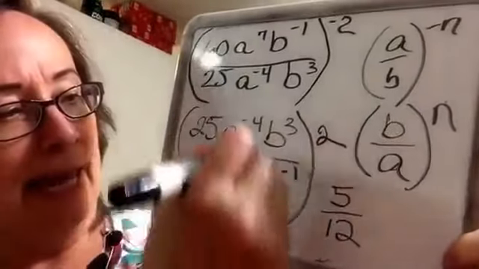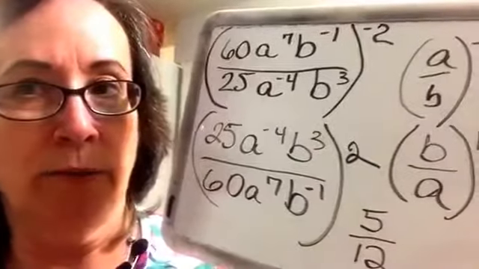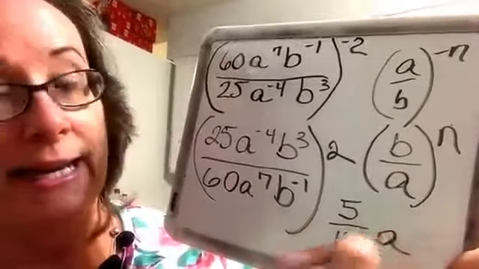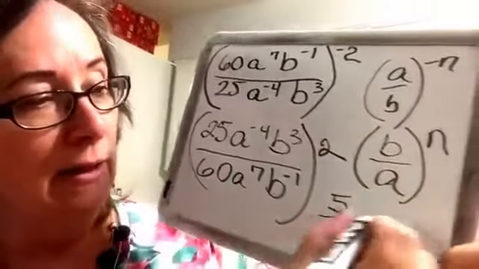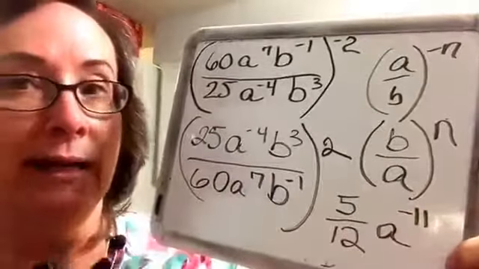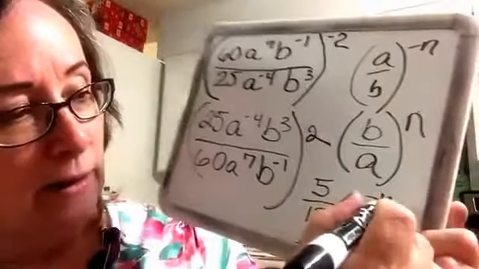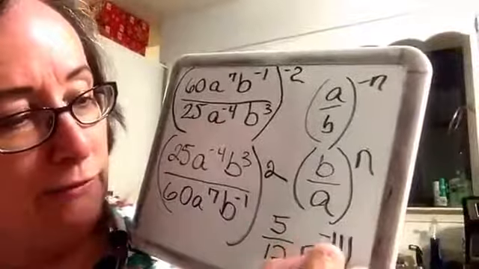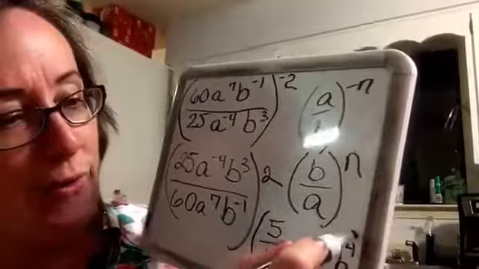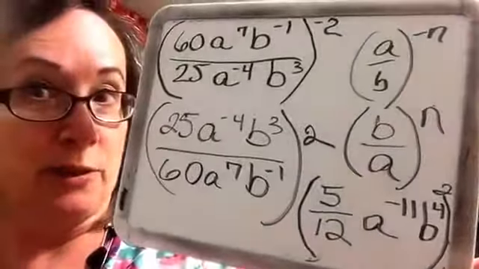When I divide my a's here, I'm going to subtract their exponents, which means that I'm going to get a to the negative 4 take away 7, which is going to be negative 11, and then b to the 3 minus a negative 1, and 3 minus a negative 1 is 4, so I'm going to get a b to the 4 over there, and then I've got to take this whole thing and raise it to the 2, which I'm going to do on a separate screen.